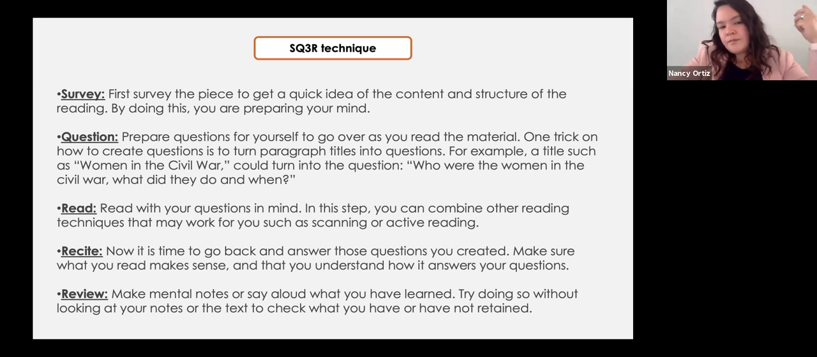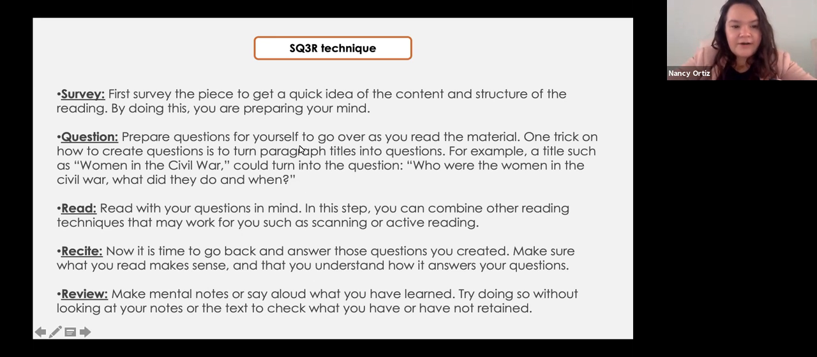Number 3, read. Read your questions in mind, okay? In this step, it's convenient that you don't skip it. Read the questions. That's usually the suggestion. Read the questions and then read the text, because then your mind has a general idea of what you have, what words, what verbs you have to look for in the reading, okay?